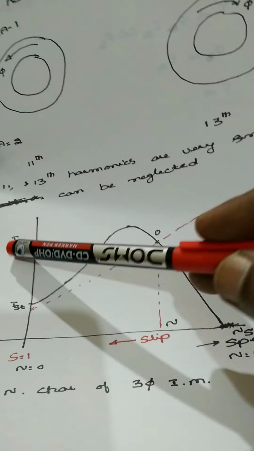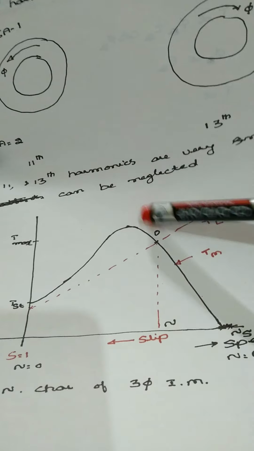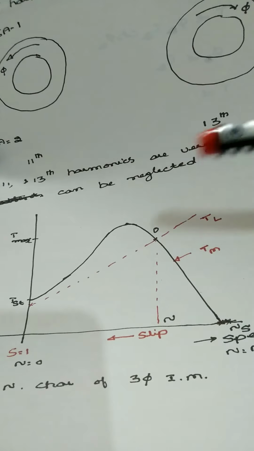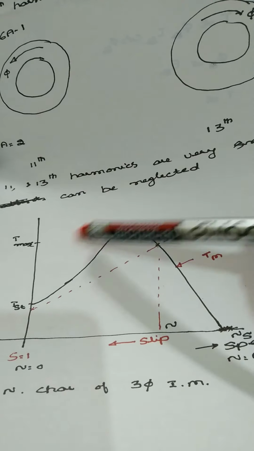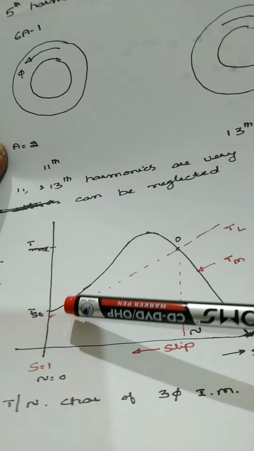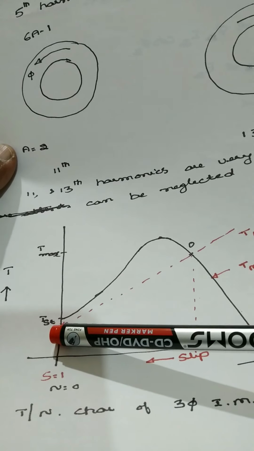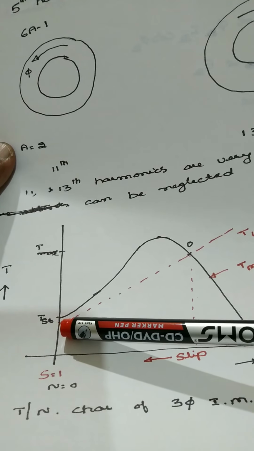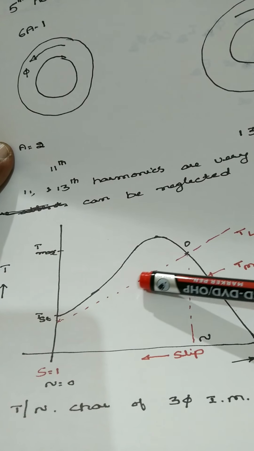This is already studied. Torque slip characteristic of a three-phase induction motor with fundamental. This is the load torque we are putting on the machine. Here, if you observe, load torque is lesser than the starting torque. Motor will accelerate and will drive the load. And then this is the load torque we are putting.